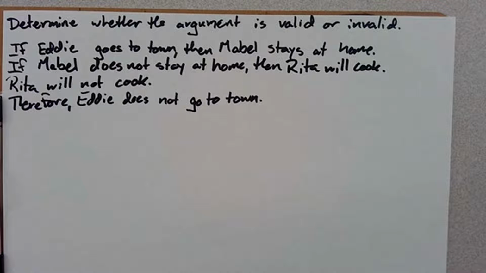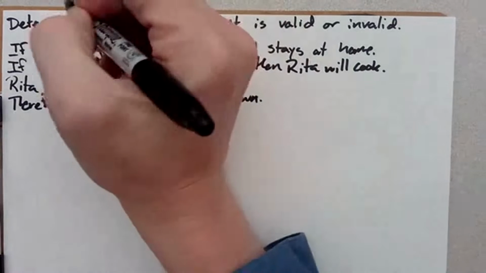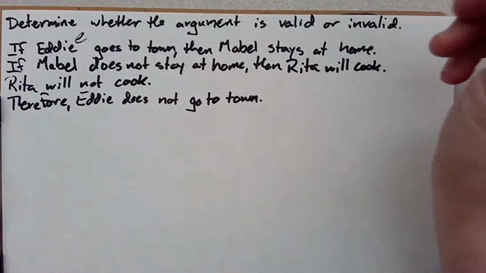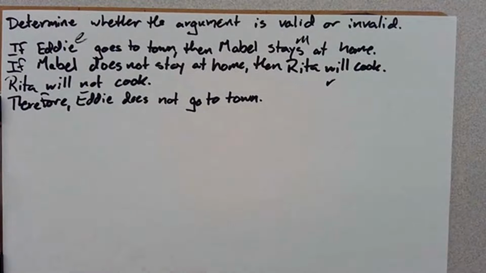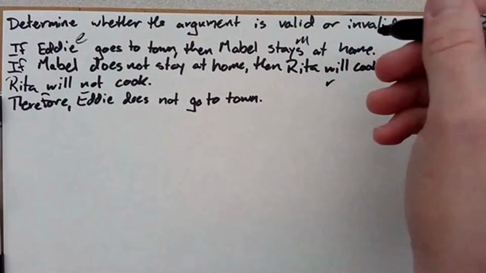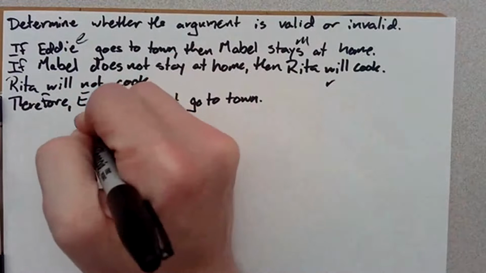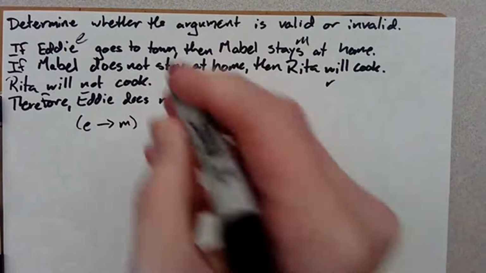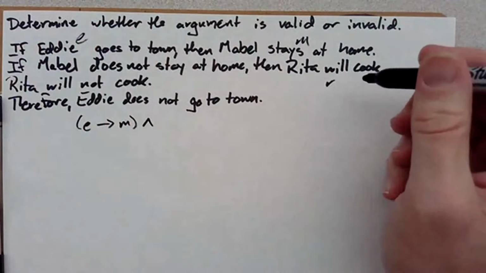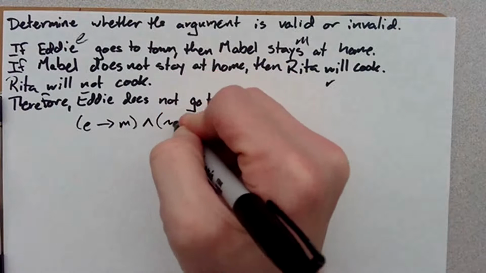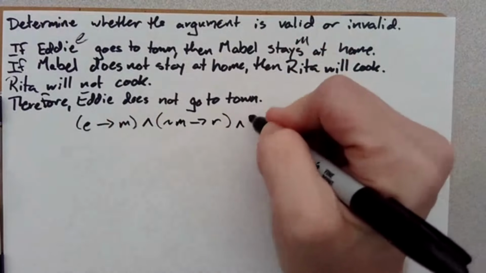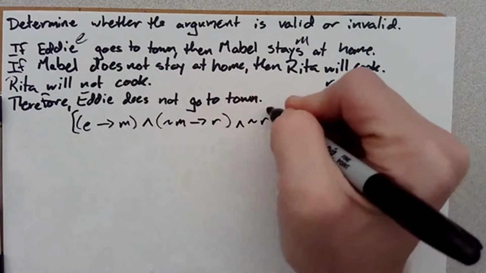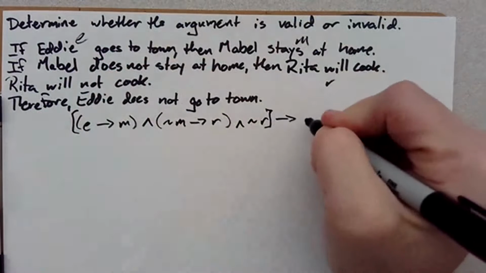And this is a more complicated argument than we've dealt with before, but it's one that we can work with without too much trouble. We're just going to start by saying Eddie goes to town is E, Mabel stays at home is M, and Rita will cook is R. And then we can establish our argument. Well, if Eddie goes to town, then Mabel stays at home is E implies M. And if Mabel does not stay at home, then Rita will cook is not M implies R. And Rita will not cook, so not R. Implies that Eddie does not go to town, that's not E.